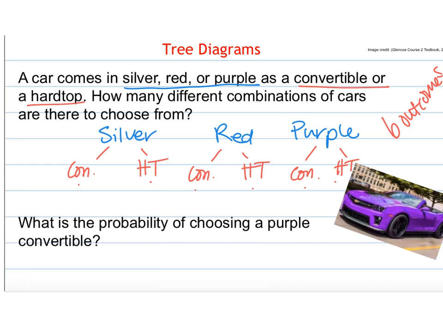Then, there's a question here. What is the probability of choosing a purple car, or sorry, just a purple convertible? So the purple convertible right here, that's one outcome. Getting a purple car with a convertible. One outcome. And how many total outcomes were there? Well, we figured out that there were 6. So if I were to just choose at random, the probability that it would have been a purple convertible is a 1 out of 6 chance. So when they ask these probability questions, you are just looking at what showed up in your tree diagram. We'll see some more of these as we go.